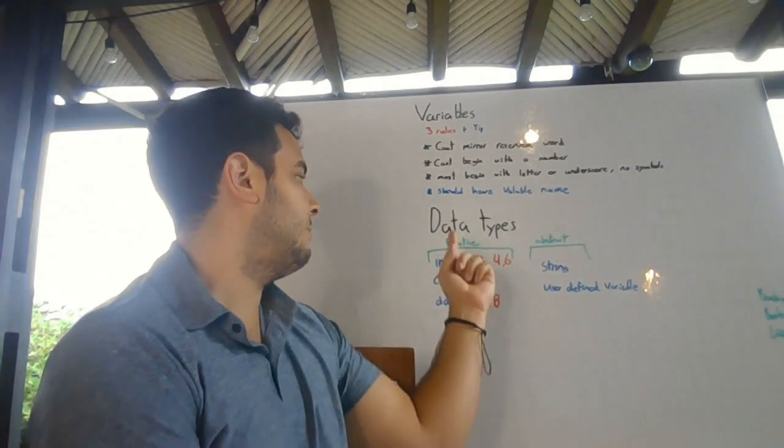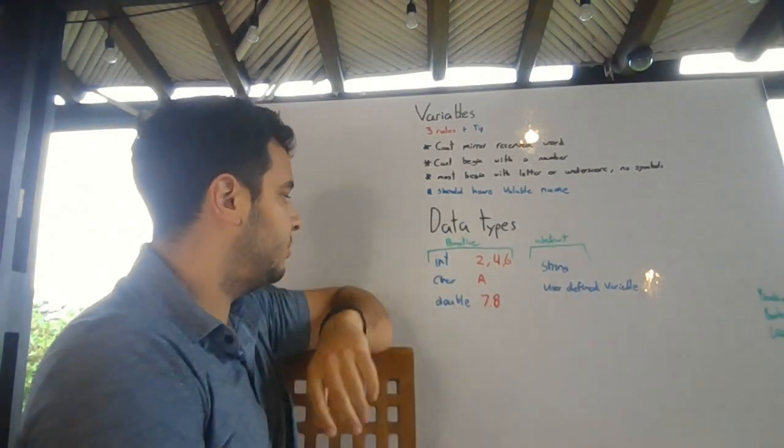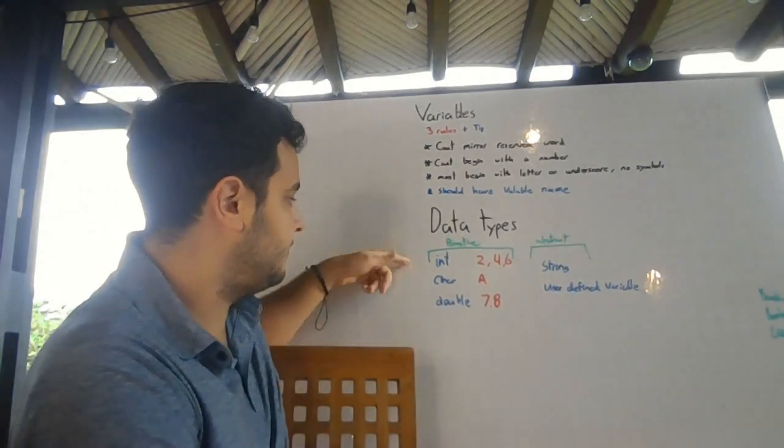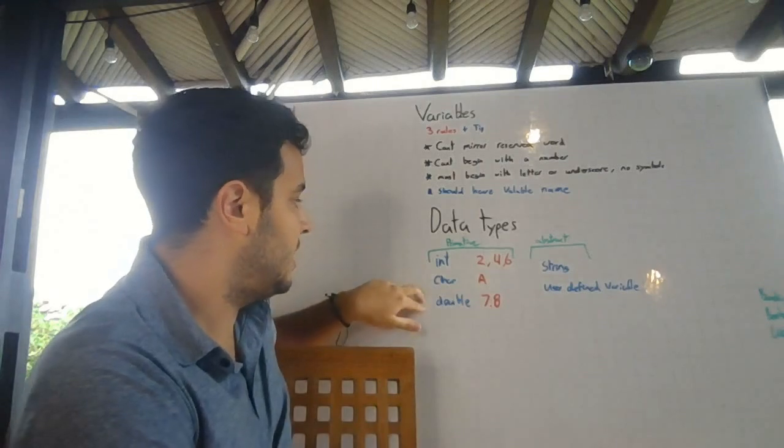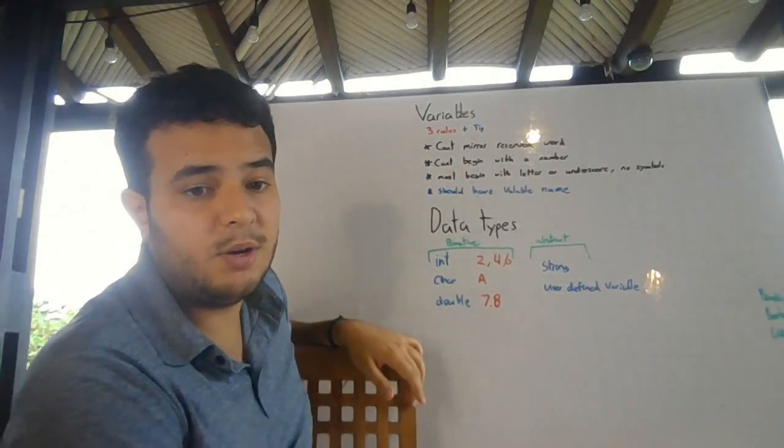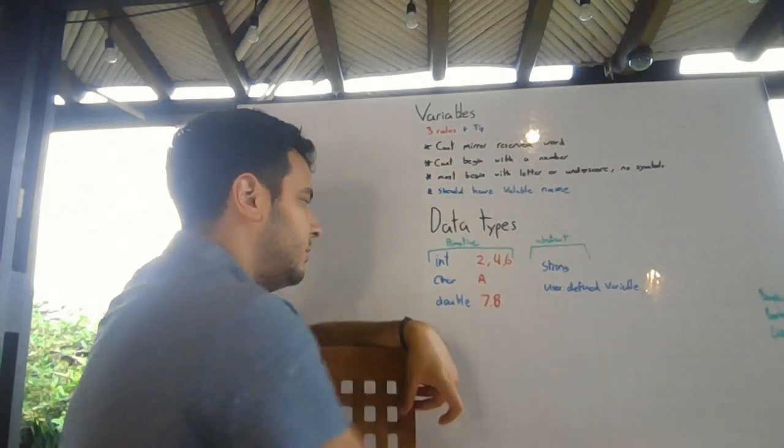There's two main ones. There's primitive and abstract. In the primitive, we have stuff like the integers, characters, or doubles. If we have more than one integer, notice how it's comma separated.